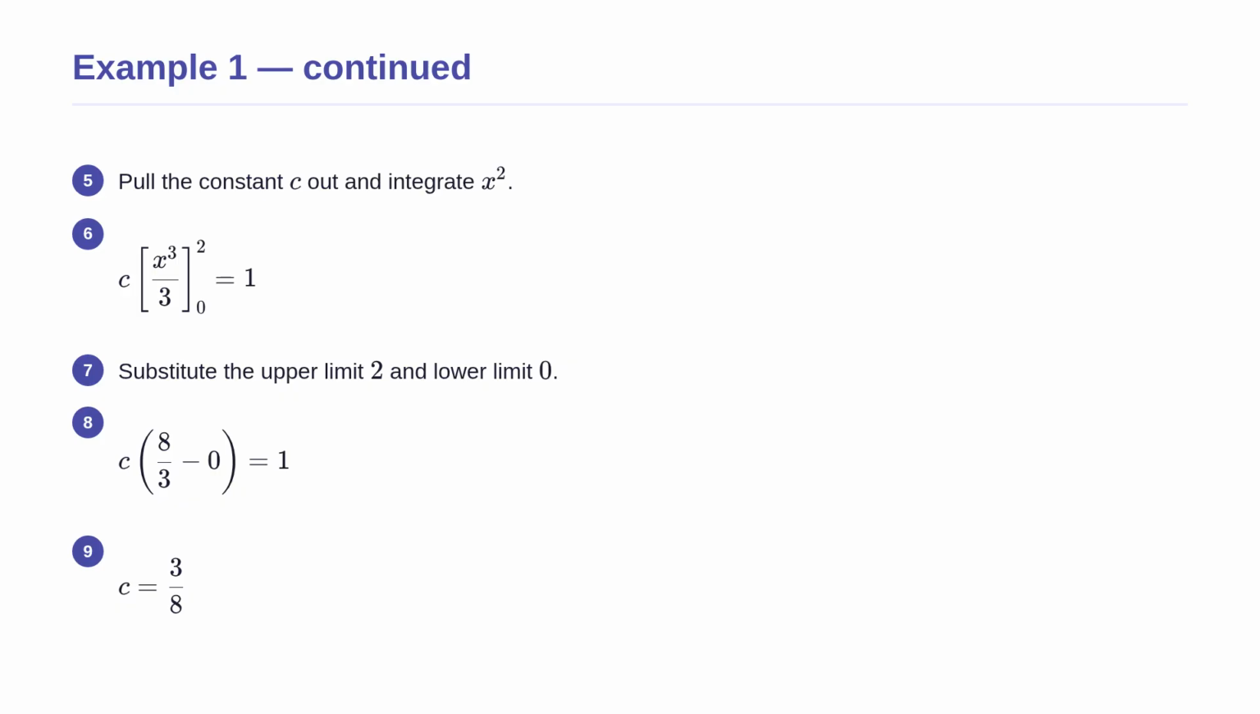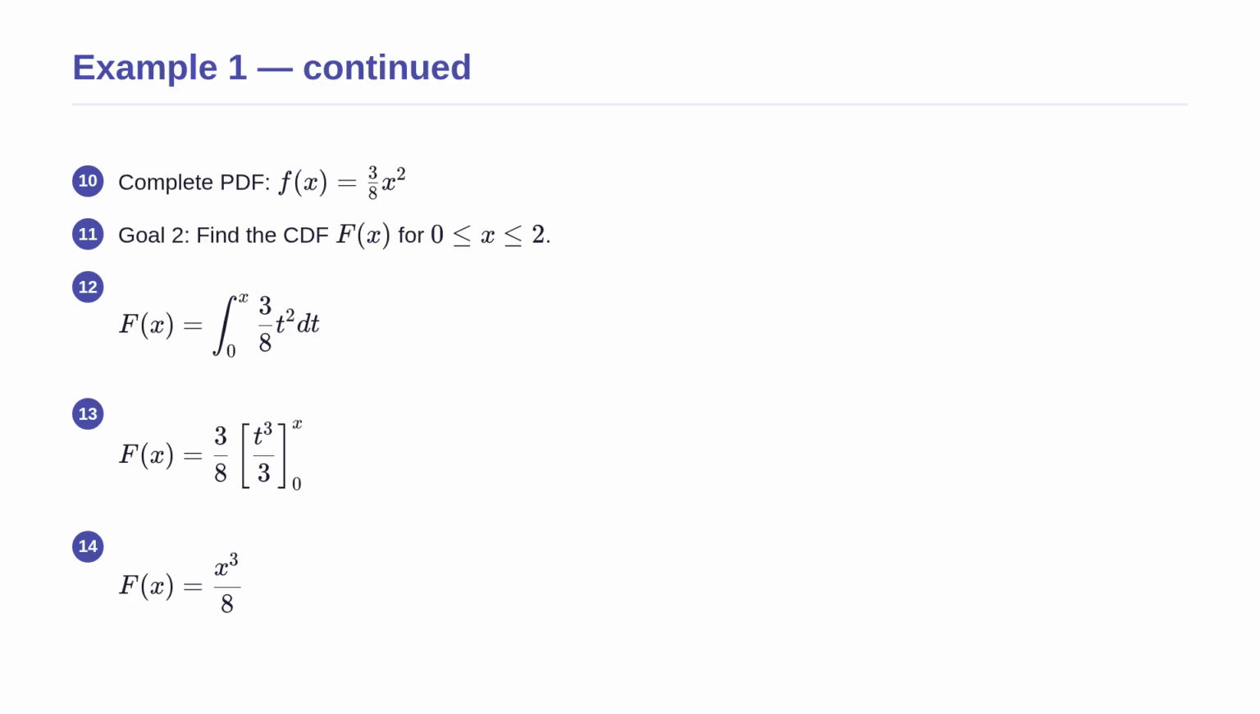Continuing with our calculation, we pull the constant c out of the integral and apply the power rule for integration. The integral of x squared is x cubed divided by 3. We then evaluate this from 0 to 2. Substituting the upper limit 2 and the lower limit 0 into the expression, we get c times 8/3 equals 1. Now we have a simple algebraic equation. We multiply both sides by 3 and divide by 8 to isolate c. We find that the constant c is equal to 3/8. Our complete density function is now known.